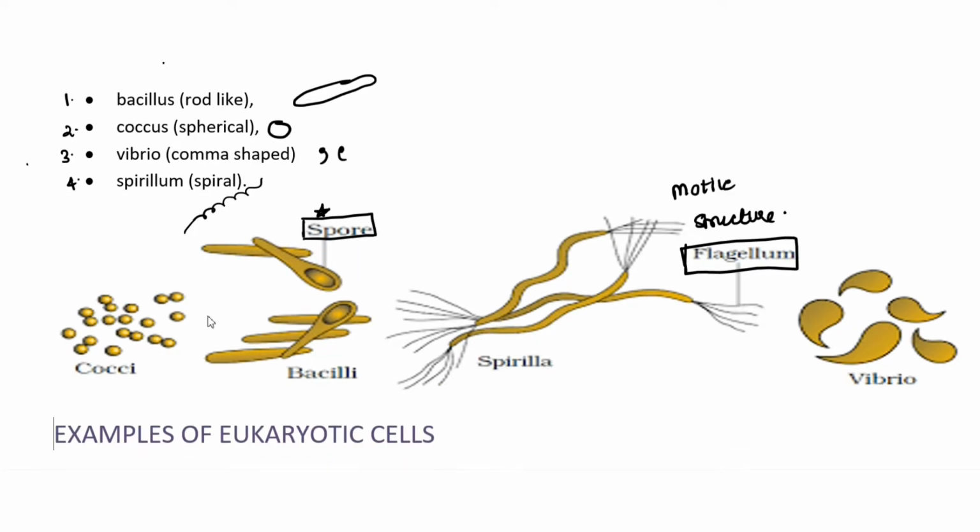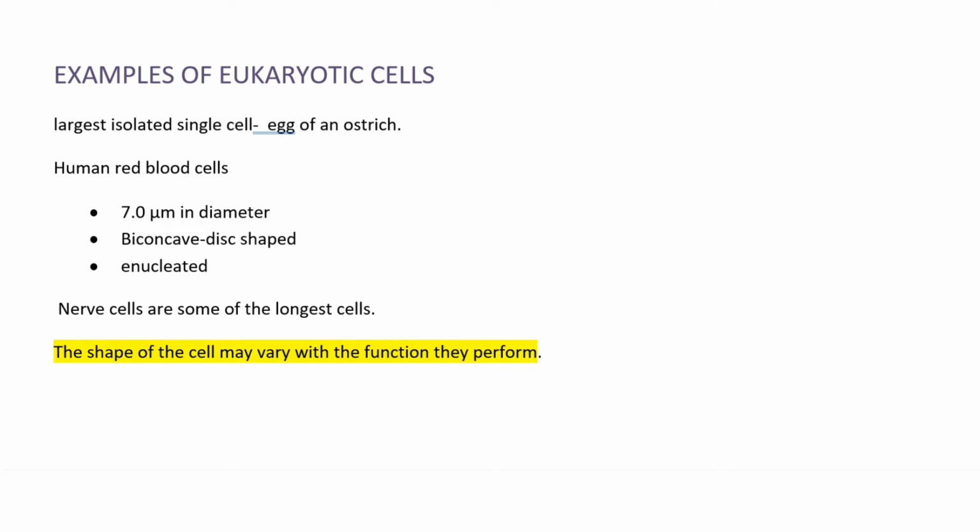Now let's look at examples for eukaryotic cells. The largest isolated single cell is the egg of an ostrich, and this is again an important fact that you should remember from your NCERT. Okay. Next, let's talk about human RBCs, which are examples of eukaryotic cells. They are 7 micrometer in diameter, pretty large, and they are biconcave, not biconvex. Remember the terms, remember the spelling, it's important. It's biconcave and disc shaped.